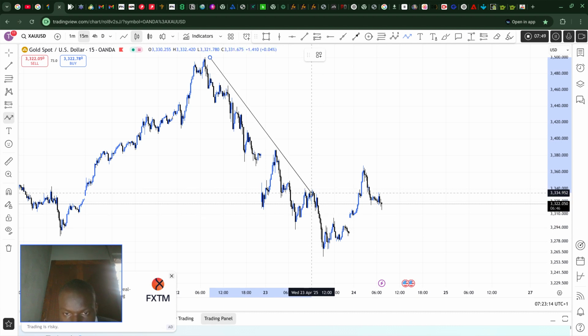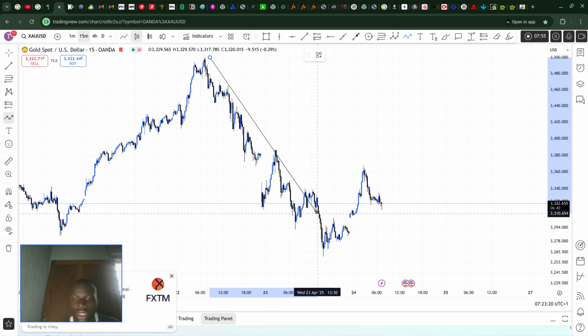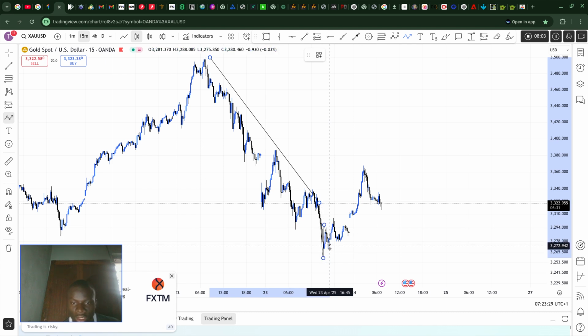But this is the last high that leads to the break of structure. When the market breaks this one, we know that we have already switched to an uptrend. So now, as you can see here, you have a market structure shift here, so the market pulls back to that point.